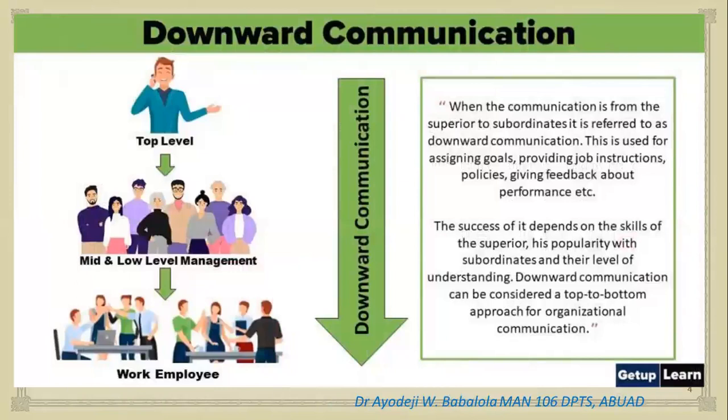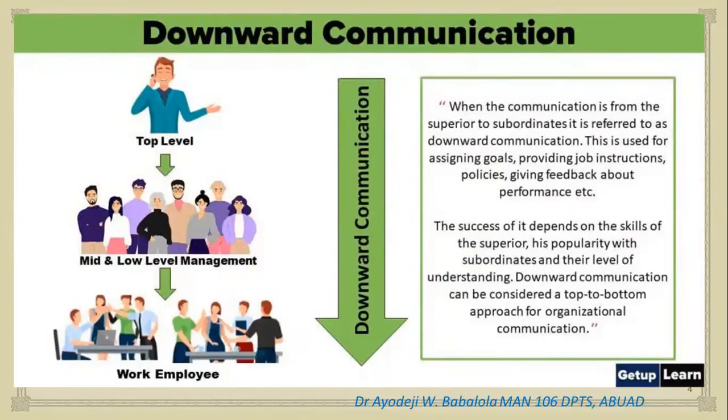And look at this picture. At the top level, we have only one person, maybe the CEO, who communicates to the middle and low-level management staff, who then communicate directly to the work employees. So when the communication is from the superior to the subordinate, it is referred to as downward communication.